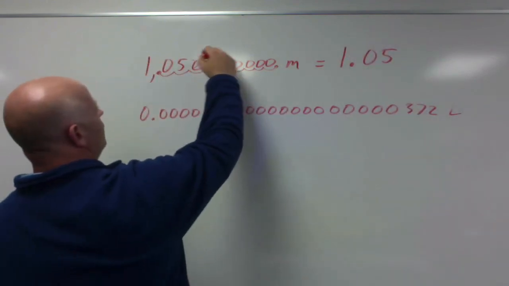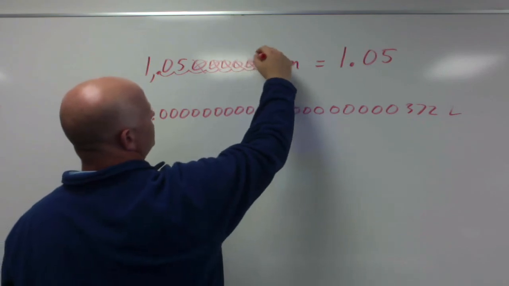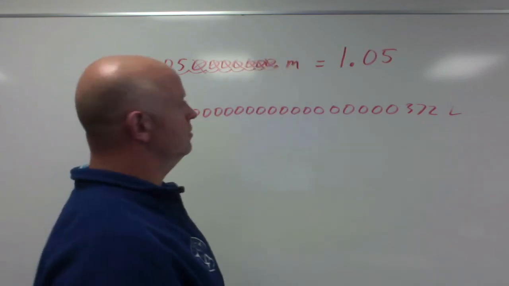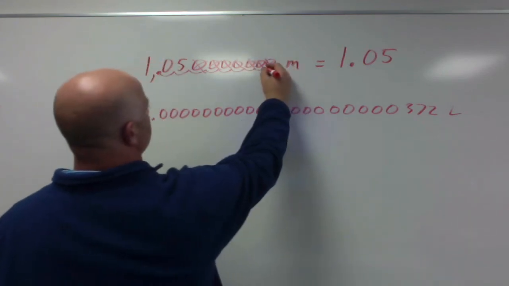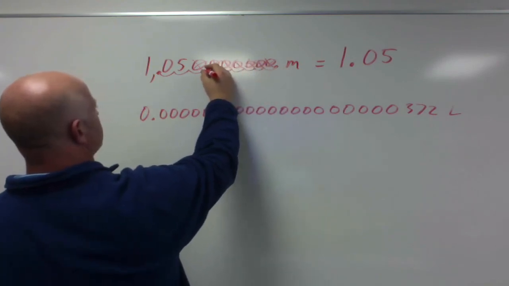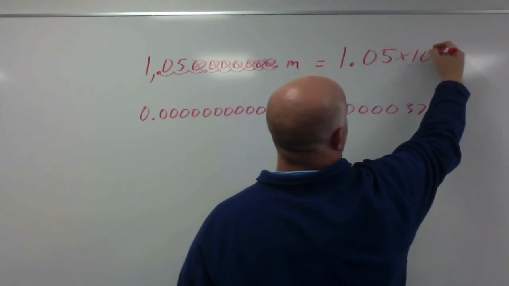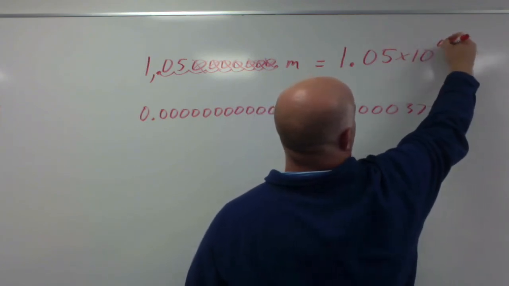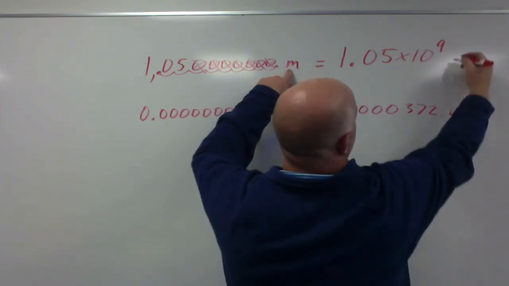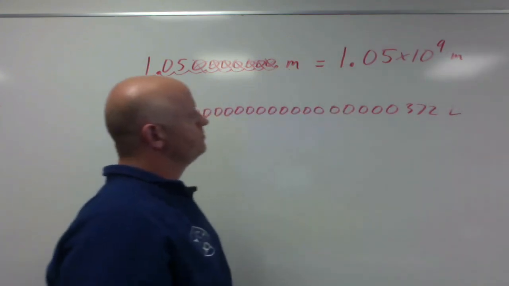I get rid of all these, what we call placeholder or non-significant zeros. And again, I went over 1, 2, 3, 4, 5, 6, 7, 8, 9 spots, so it's times 10 to the 9th power. And again, we want to relabel for our meters.